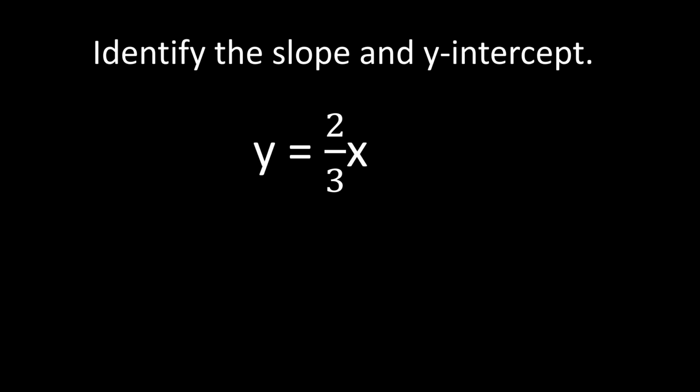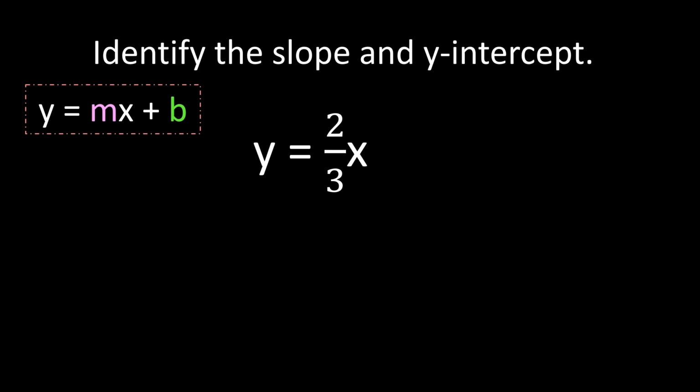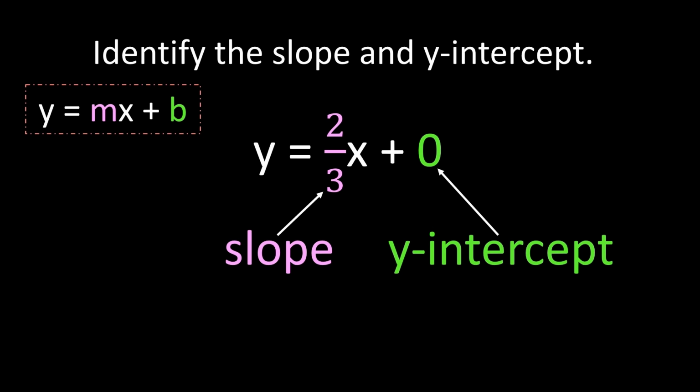In this example, I have y equals 2/3 x, and I want to identify the slope and the y-intercept. We know in our slope-intercept form, y equals mx plus b, our slope is where m is, and that is 2/3. So what about the y-intercept? I don't see a b in the equation. I don't have a plus b. But what that is, because I don't see it, is actually you can think about it as being a plus 0. So your y-intercept is going to be 0.